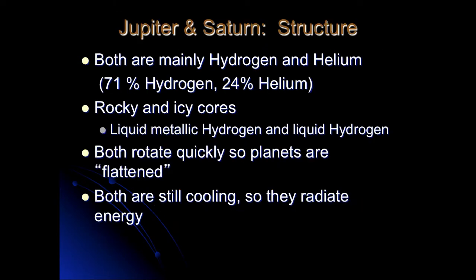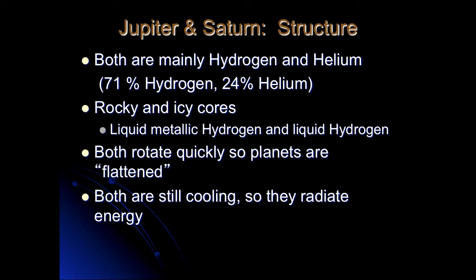So what about the basic structure? Both Jupiter and Saturn have similar structures. They're both mainly hydrogen and helium, approximately 71% hydrogen, 24% helium. They have rocky and icy cores, with areas of what we call liquid metallic hydrogen and liquid helium surrounding them. So that's kind of like our liquid mantle of iron on the Earth.